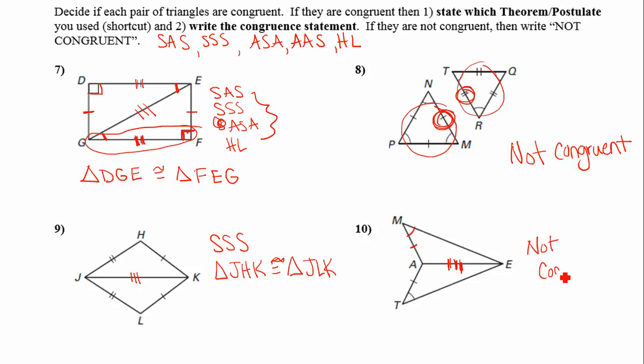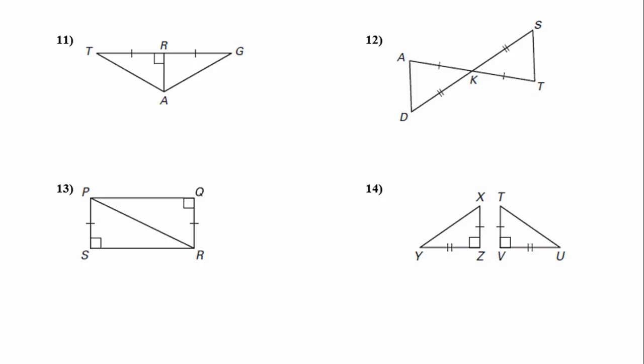So this is a situation where those two triangles are not congruent. Now you might look at them and go, well wait, it kind of looks like they are, but it's not about if it looks like they are, it's about if that shortcut is there for us to be certain that they are congruent triangles. So let's look at 11.